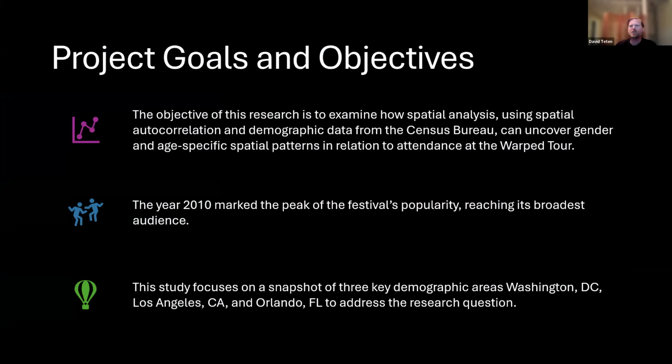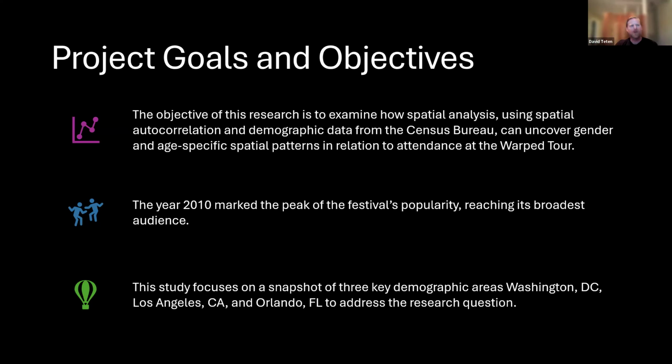Let's go through the goals and objectives. The objective is to examine how spatial analysis using spatial autocorrelation and demographic data from the Census Bureau can uncover age-specific spatial patterns in relation to the attendance of the Warped Tour. I know that's a long one, but try to take that in as we go through this. 2010 particularly marked the peak of the festival's popularity. It's also in the middle of the timeline here. It actually came back this year, and that's the reason why we're choosing these 3 locations. And they were excited to see this today as well. So just a side note.